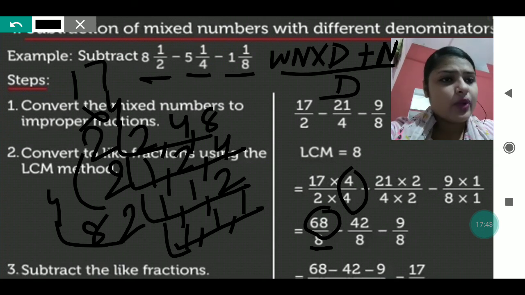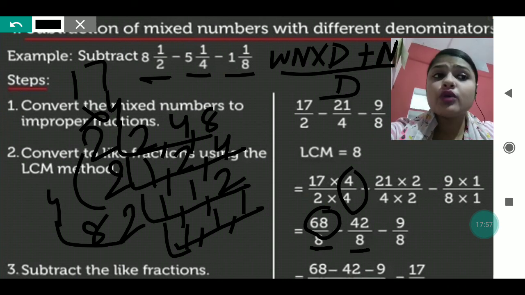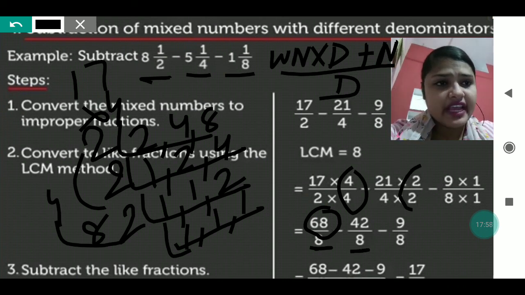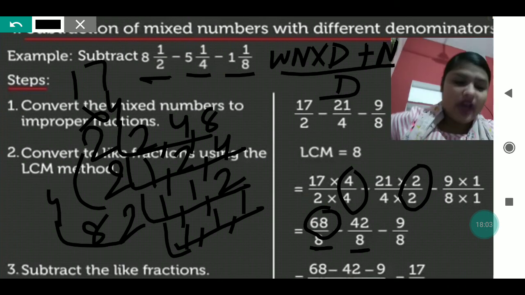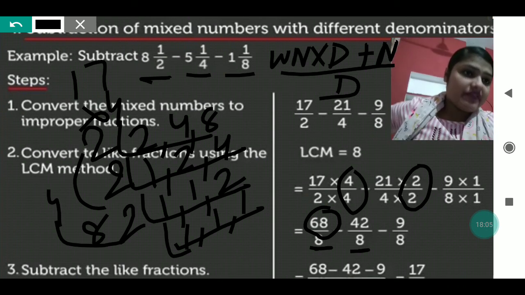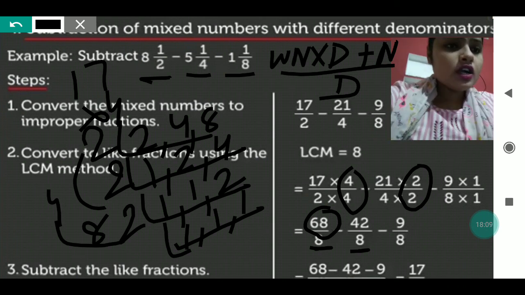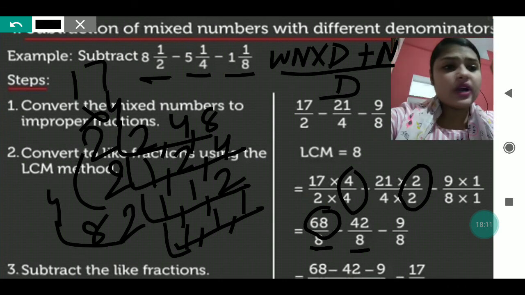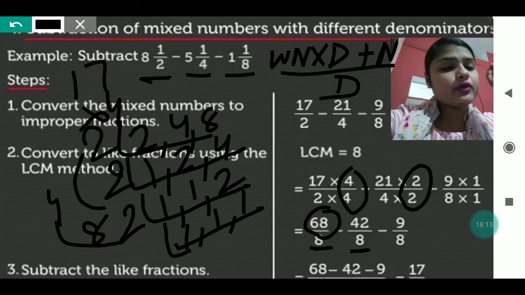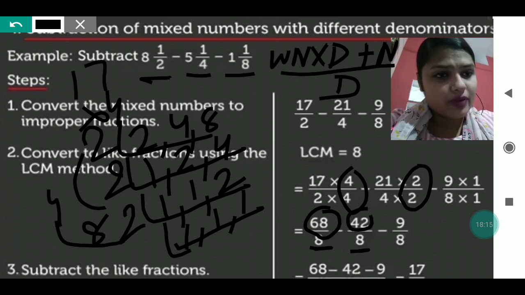Now just see, 21 by 4 is written. With what will you multiply 4 so that the denominator comes as 8? 4 2s are 8. So if downside I am multiplying with 2, upside also I will multiply with 2 only. Now 21 into 2 will be 42, so 42 by 8.